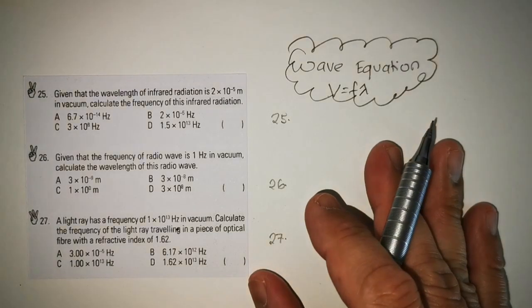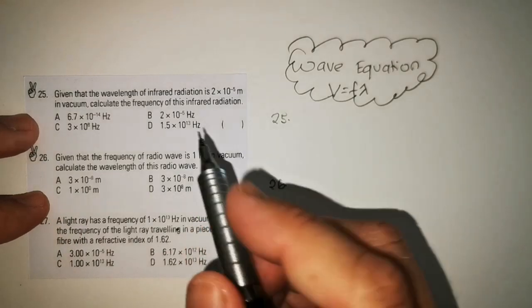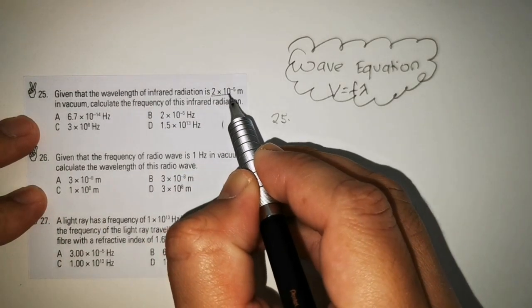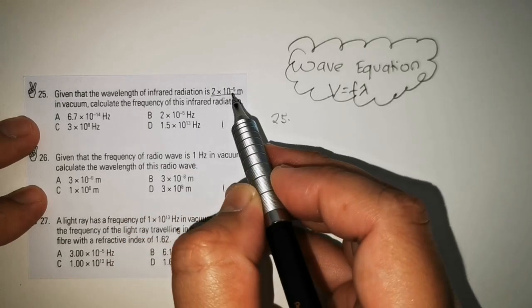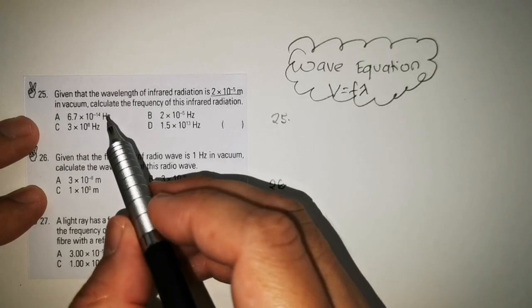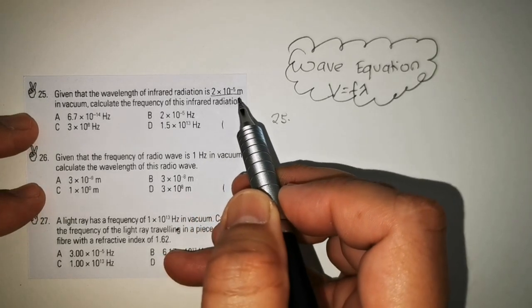Okay, look at question number 25. Given that the wavelength is 2 times 10 to the power negative 5 meter. Don't forget that one, it is negative 5, it's not to the power 5. Calculate the frequency of this infrared radiation.